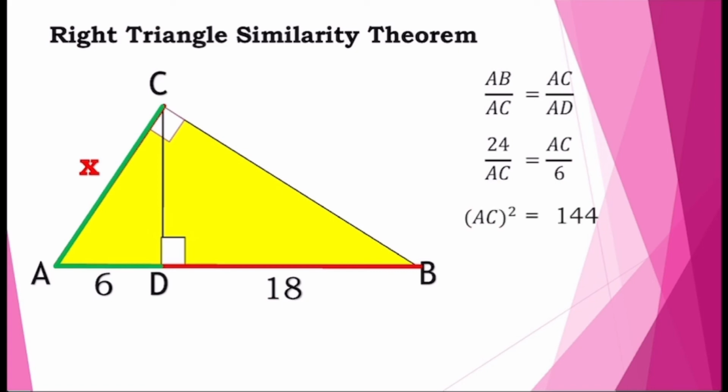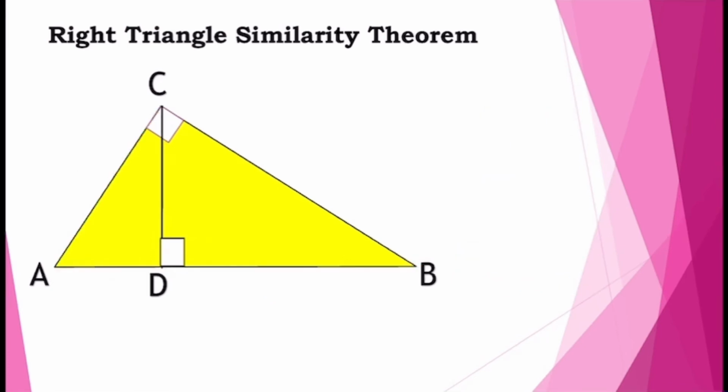After that, let's extract the roots. So we have the square root of AC squared is equal to the square root of 144. Therefore, the value of AC is equal to 12.